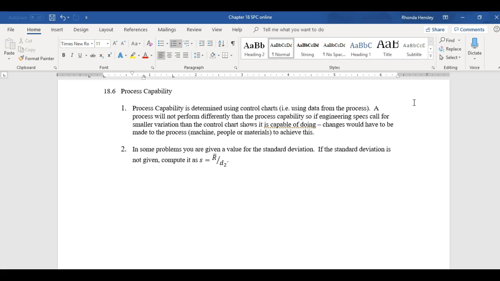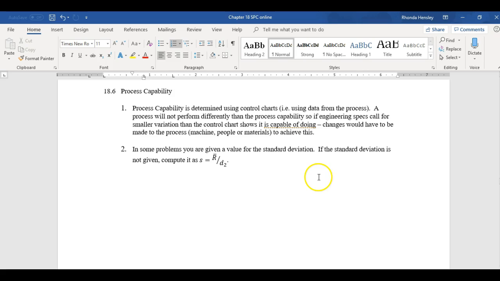And if they want something that is not what your process is capable of doing, this is a good way to show people that you just can't do this using the process you have. If they want something you're not capable of doing, then you're going to have to make some big changes, usually buy new machinery. It's not just an adjustment, it's a purchase of new machinery usually. Retrain people, get better materials, but something's got to make a big change.